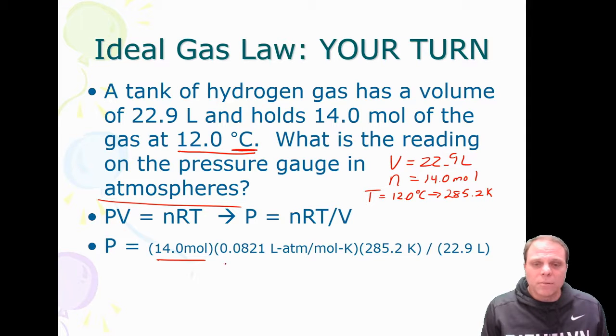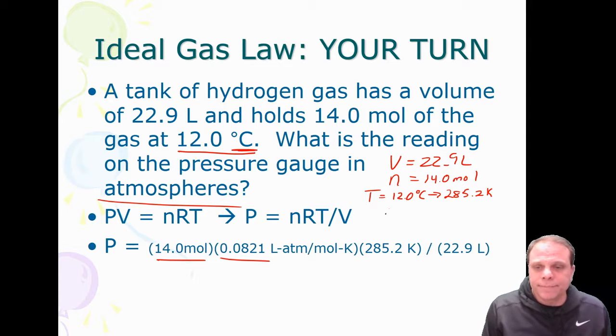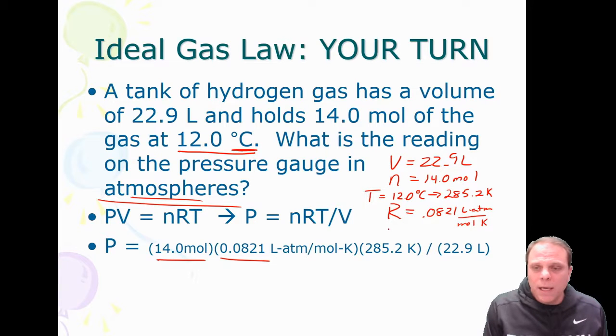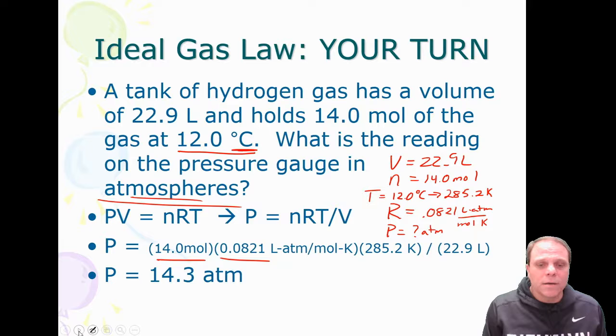Do you have to put down the R value? You should, because you want to make sure that you're looking for atmospheres. You have the right one: 0.0821 liter atmospheres per mole Kelvin. All right. Now you're ready to do it. Solving for P. P, question mark. Number of atmospheres. Then we get our answer.